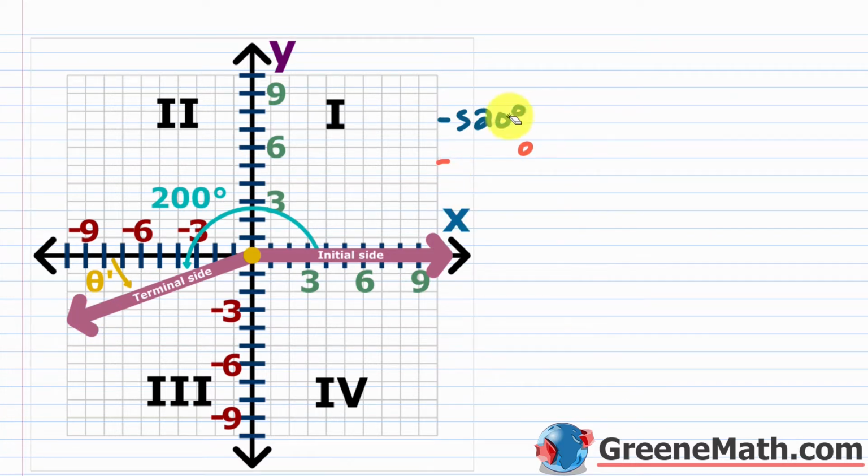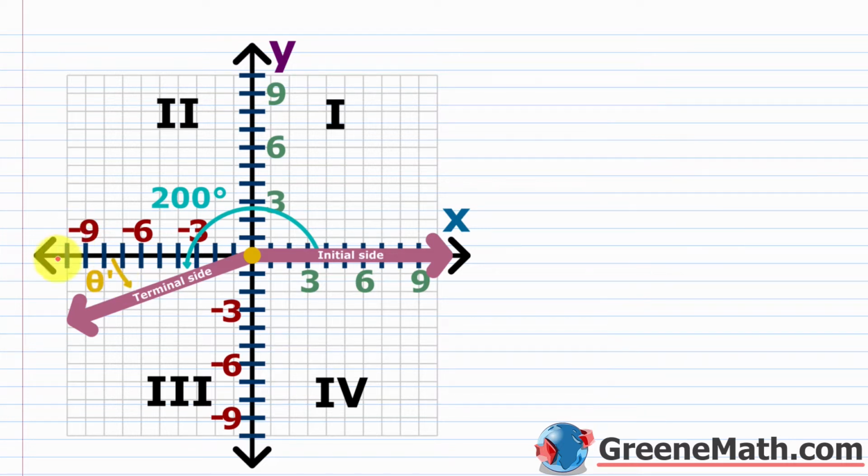So let's get rid of this. We don't need to think about the negative 520 degrees anymore. We're just going to work with the 200 degree angle. Now, when we talk about the reference angle, we're looking at this theta prime here. It's the positive acute angle made by the terminal side of this 200 degree angle and the x-axis. So when you're working these problems, always think about the x-axis, never the y-axis.